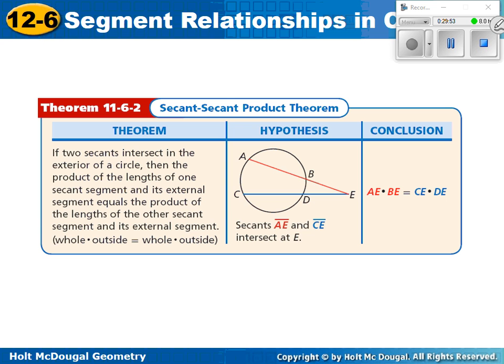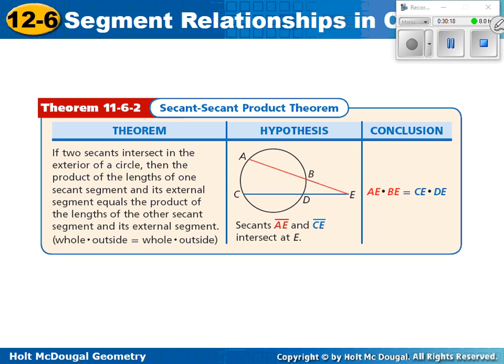What's the outer part? B. So the equation here would be A plus B times B equals, what's the whole thing here? C plus D, and what's the outer part? D. Everybody with me? If they intersect outside the circle, so inside, part times part equals part times part.